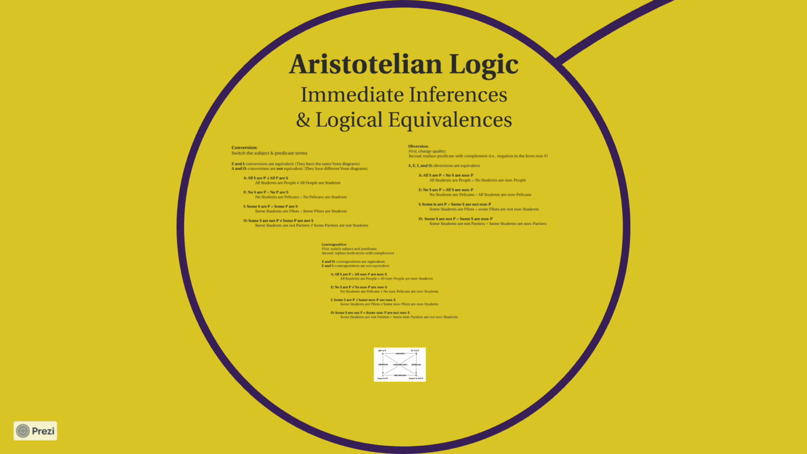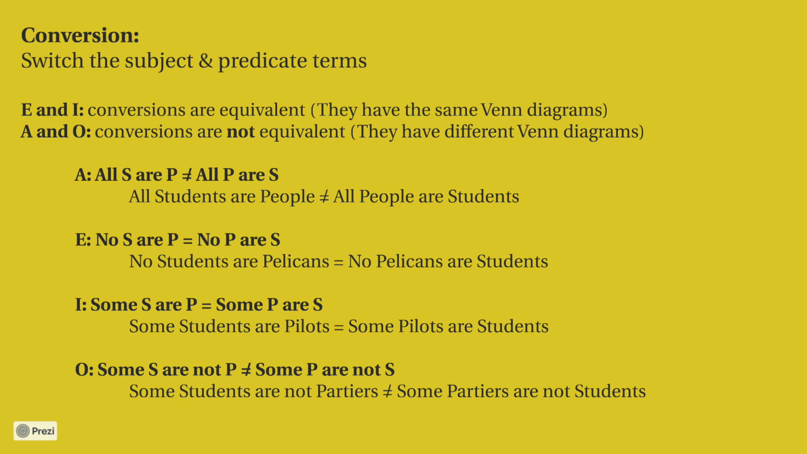So here we are interested in the immediate inferences that we can make, or the inferences that can be made from a single proposition, and to what extent differing propositions might be equivalent or not equivalent to one another. When considering the equivalence, there are three terms and approaches you need to know: conversion, obversion, and contrapositive. With conversion, we simply switch the subject and predicate terms. We saw this, if you recall, in the game of logic.